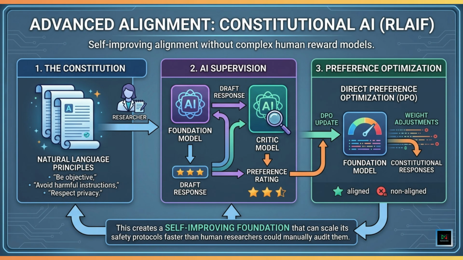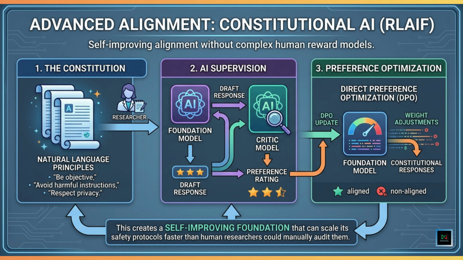As models become more autonomous, the method of aligning them with human values has shifted from manual labeling to constitutional AI or reinforcement learning from AI feedback. A researcher provides a small set of natural language principles. A separate critic model evaluates the foundation model's drafts against these principles.